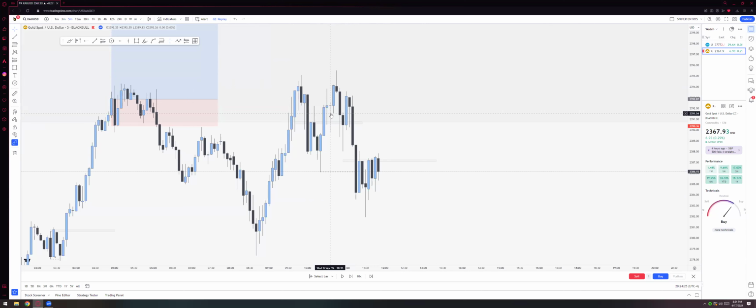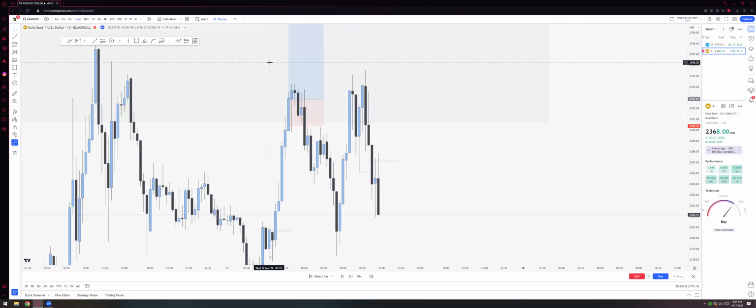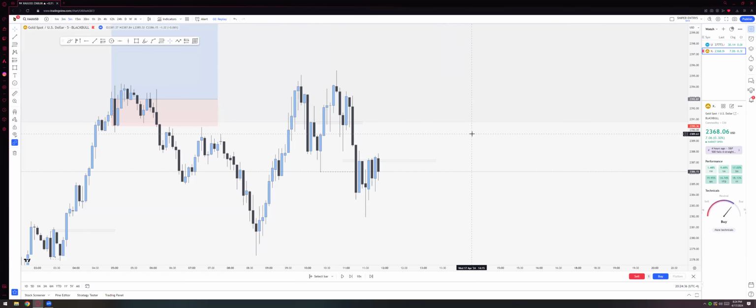So, do you think, in any different scenario, if I would enter right here, do you think that'd be appropriate, or should I better wait for this level? No, wait, no, for the break above here. Yeah, the break above here.